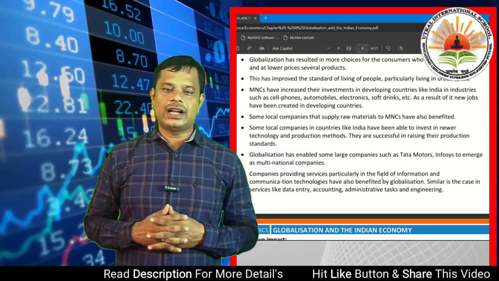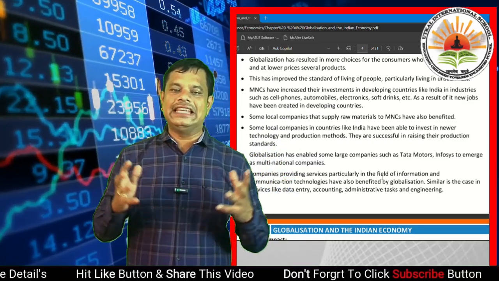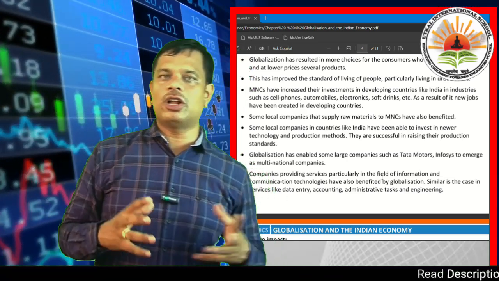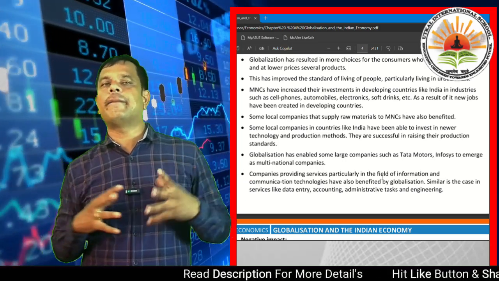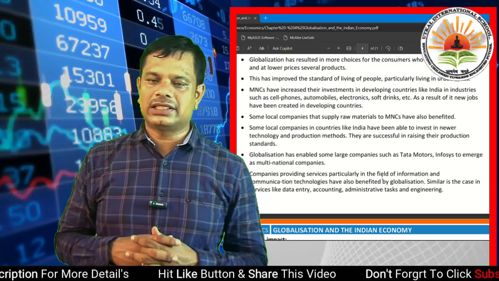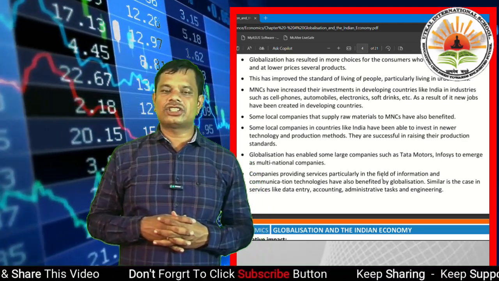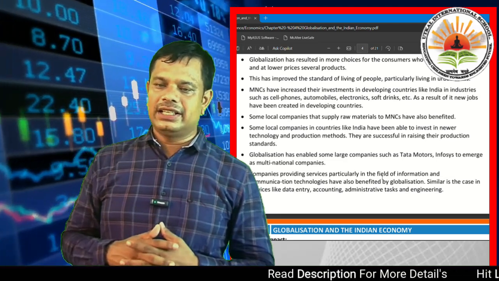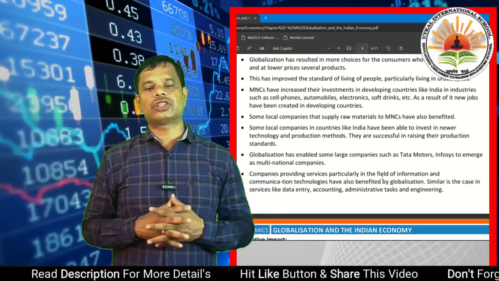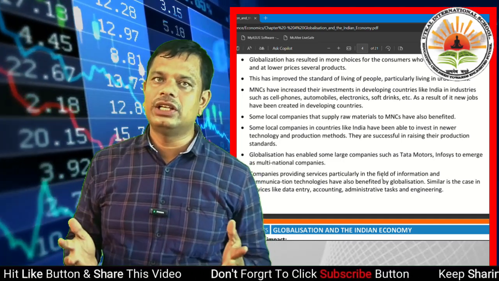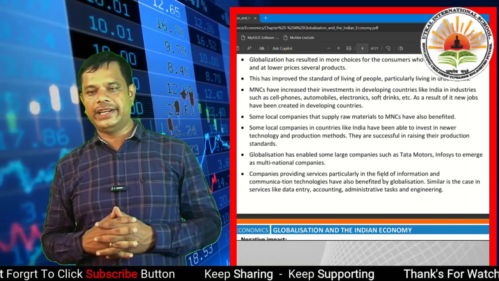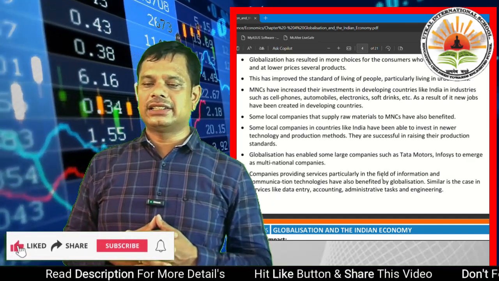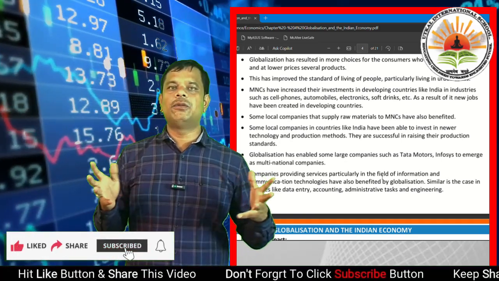Another important thing is that multinational corporations have increased their investments in developing countries. In developing countries, people need products and have the interest. So multinational corporations have increased their investments in developing countries like India in industries such as cell phones, automobiles, electronics and soft drinks. As a result, new jobs have been created in developing countries.